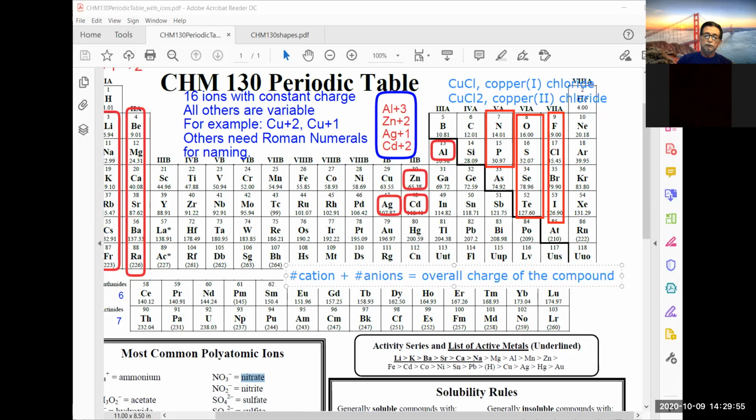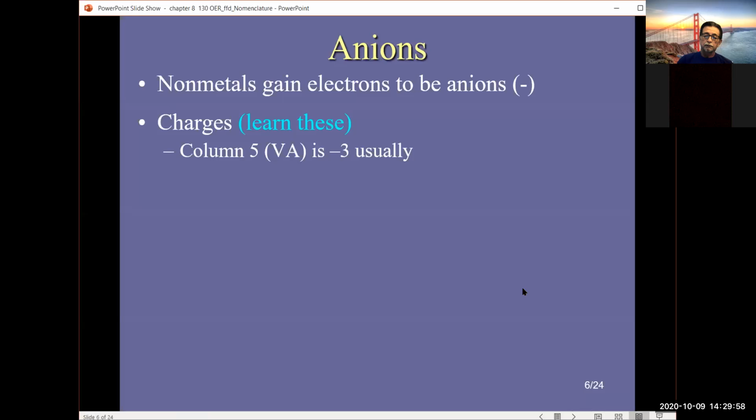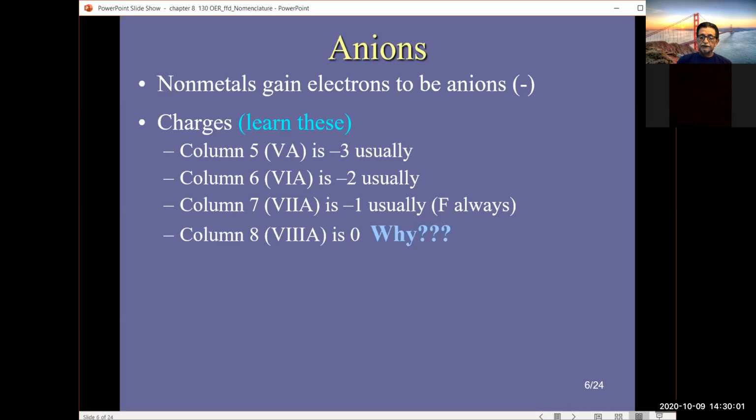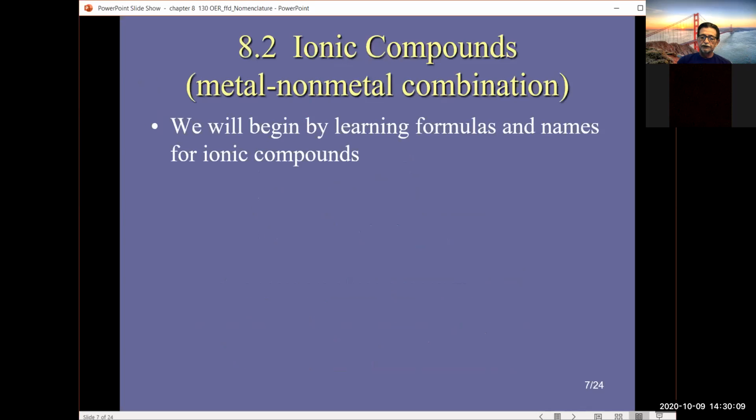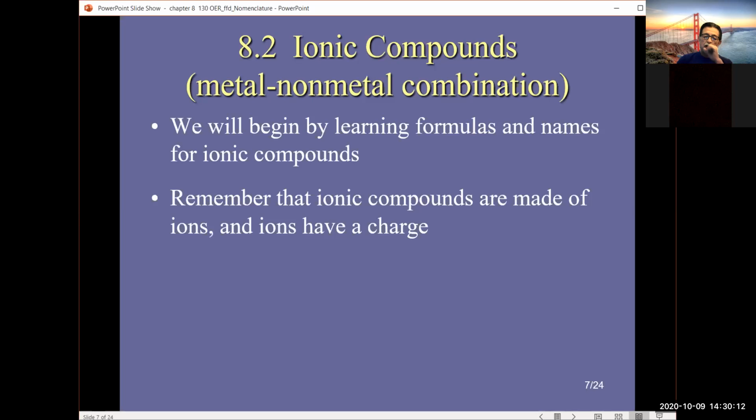Okay. So this is a rehash of what I just explained. -3, -2, -1. Obviously, noble gases have their octet full. Nothing's going to happen. Now, we're dealing with ionic compounds right now, and we're going to get to covalent compounds. The thing to remember is that ionic compounds are made of ions, and ions have a charge. And for this example, I said the sum of the charges equals 0, or the overall charge of the compound.